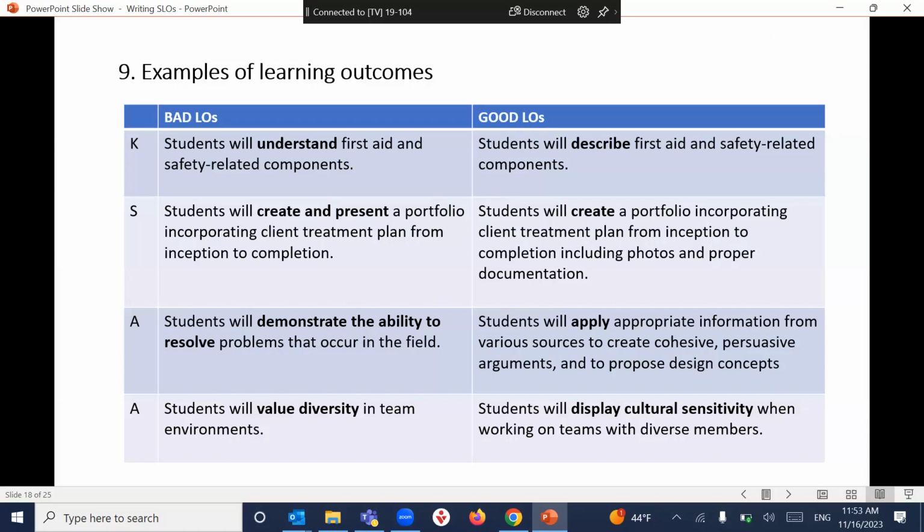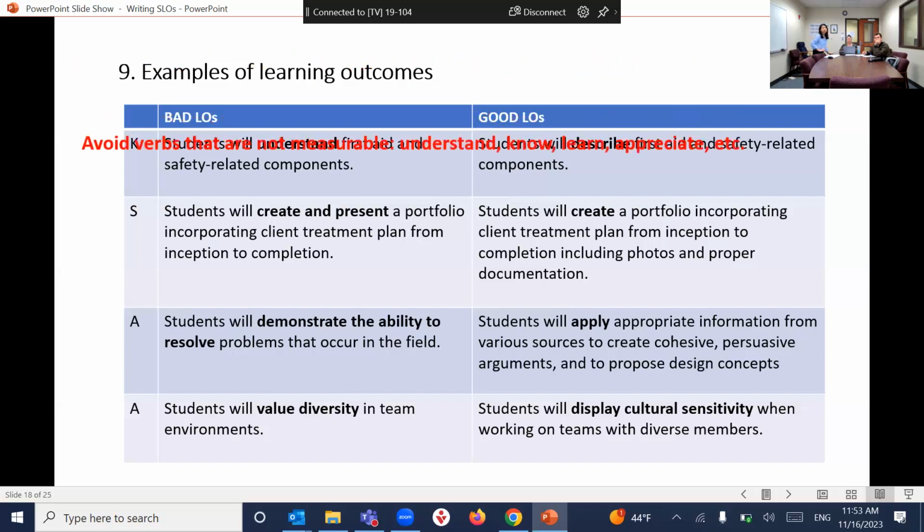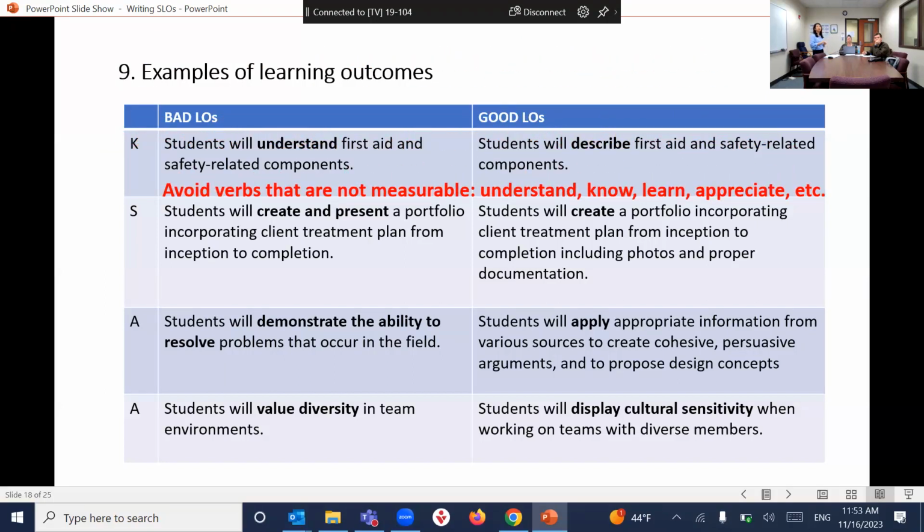See you later. So here are some examples of learning outcomes from the KSAA dimensions, and we have the institutional level learning outcomes, program learning outcomes, and course learning outcomes on this page. So for example, in the first one, students will understand first aid and safety related components. What is the issue with this one? As we just said, understand is vague. So we want to avoid verbs that are not measurable, such as understand, know, learn, appreciate.